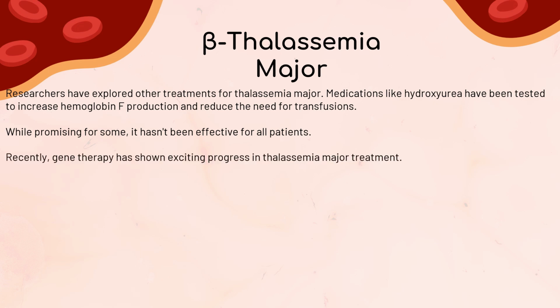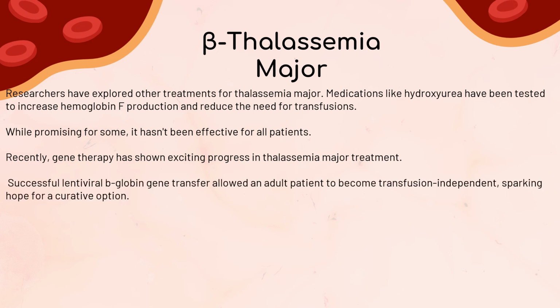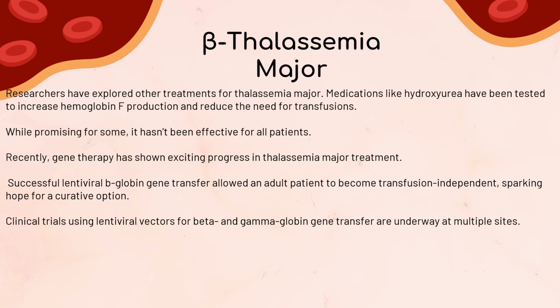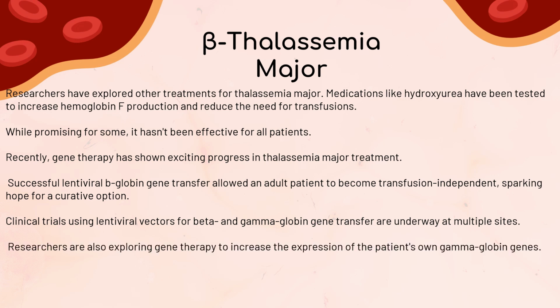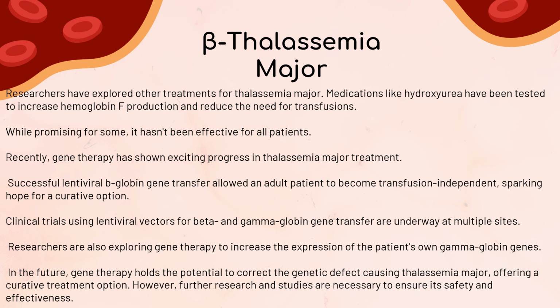Recently, gene therapy has shown exciting progress in thalassemia major treatment. Successful lentiviral beta-globin gene transfer allowed an adult patient to become transfusion independent, sparking hope for a curative option. Clinical trials using lentiviral vectors for beta and gamma-globin gene transfer are underway at multiple sites. Researchers are also exploring gene therapy to increase the expression of the patient's own gamma-globin genes. In the future, gene therapy holds the potential to correct the genetic defect causing thalassemia major, offering a curative treatment option. However, further research and studies are necessary to ensure its safety and effectiveness.